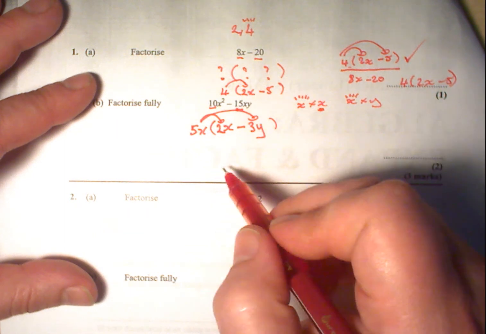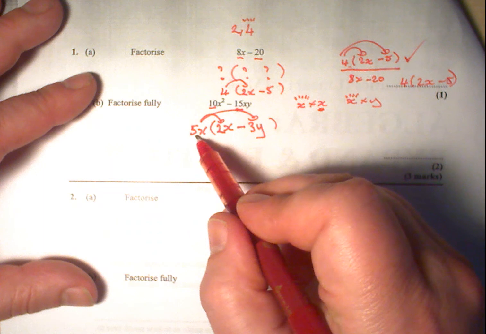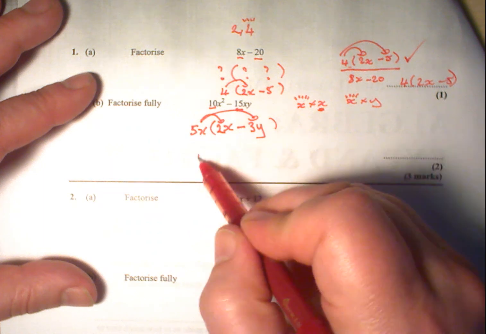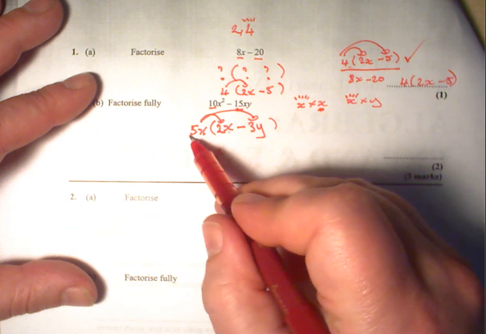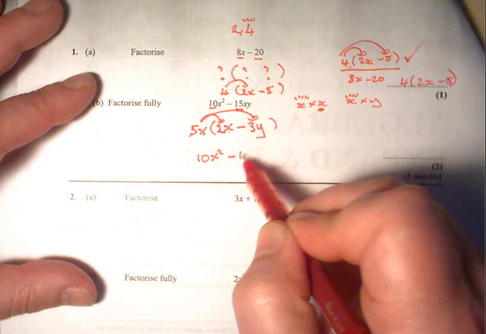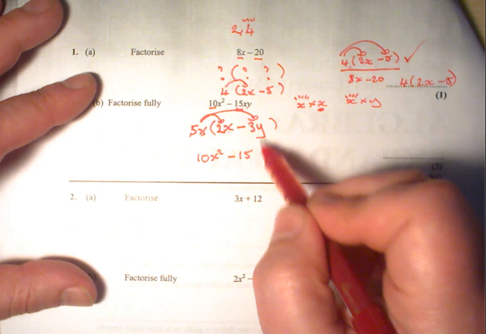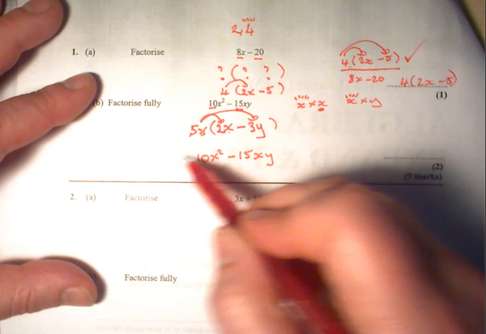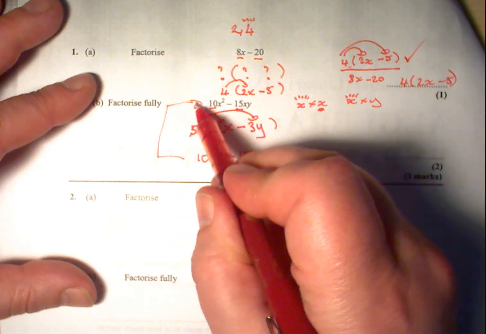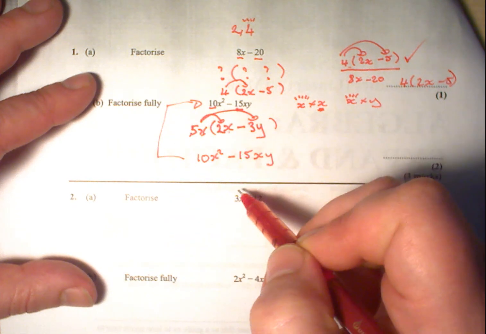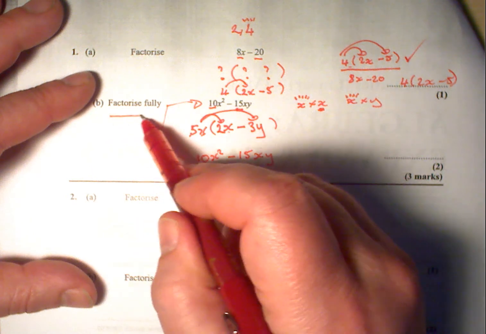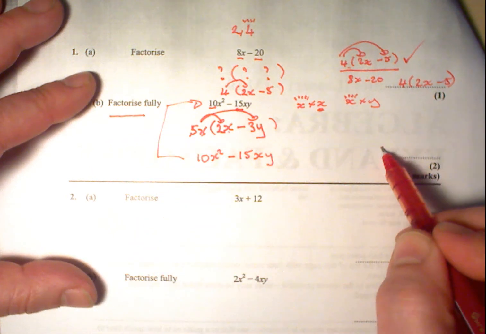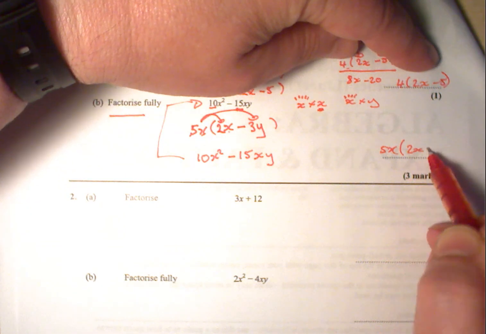Let's multiply it out to see if we've got it right. 5x times 2x, 5 times 2 is 10. x times x is x squared. 5 times 3 is 15. And x times y is xy. You see how I've got back to the beginning, which means I've done it correctly, because multiplying out is the opposite of factorising. So my final answer is 5x outside the bracket, 2x minus 3y.